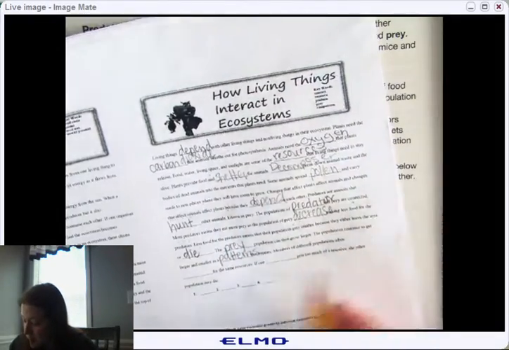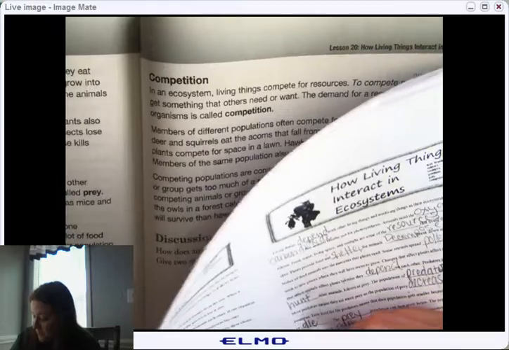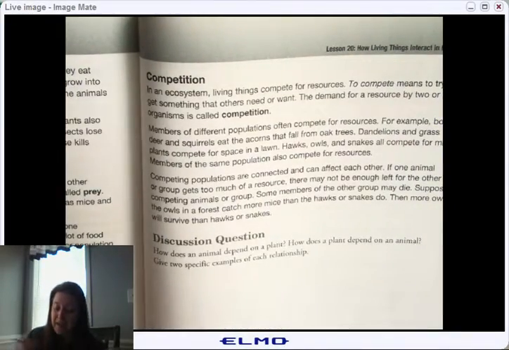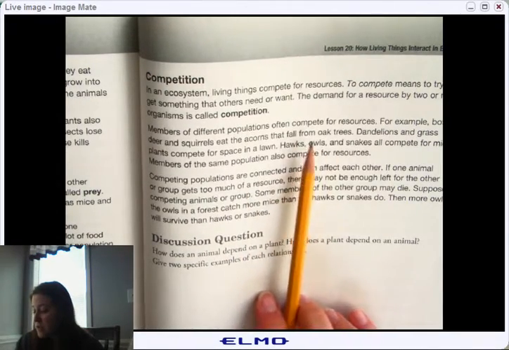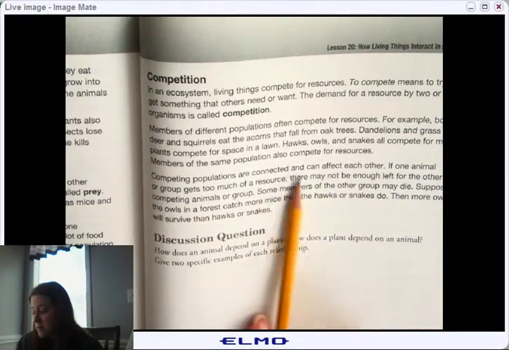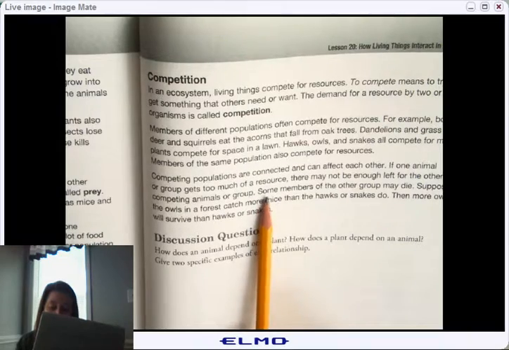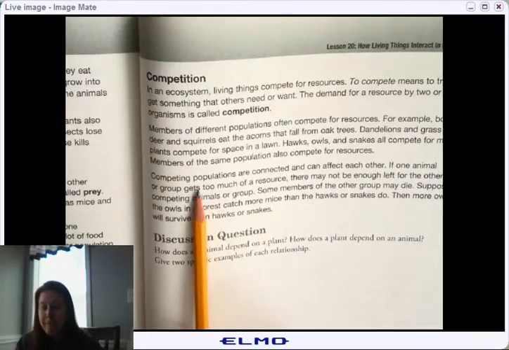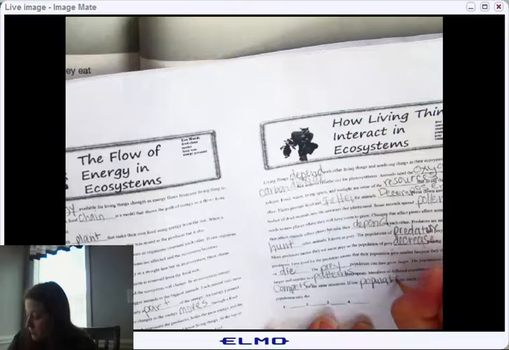Members of different populations often compete for the same resources. Members of the same population compete for the same resources. If one population gets too much resource, the other population may die. So if one population gets what? I just gave you the answer. If one population gets too much, it could die.